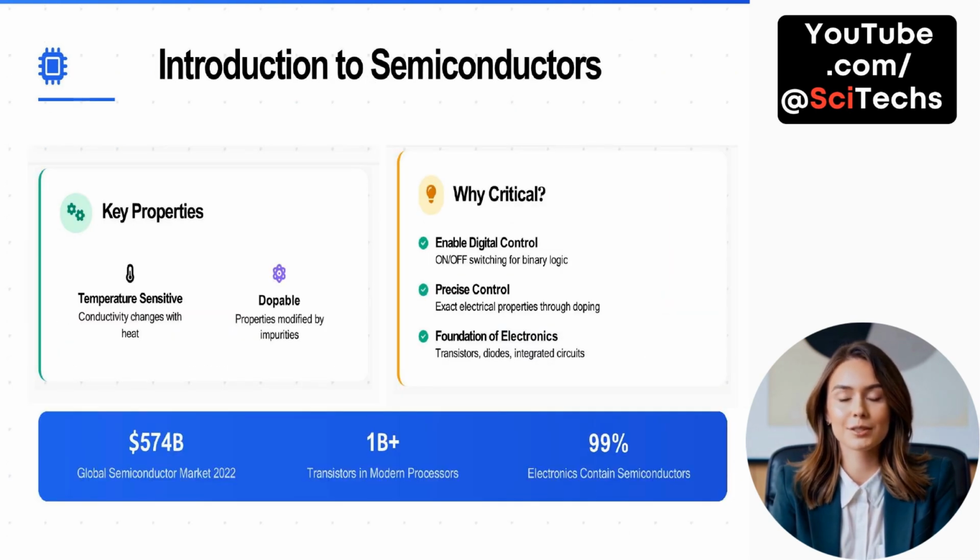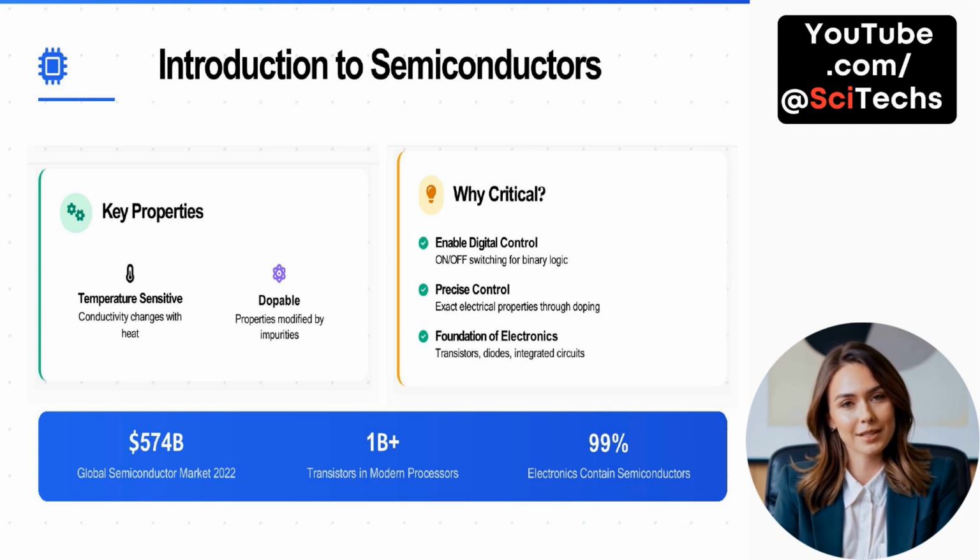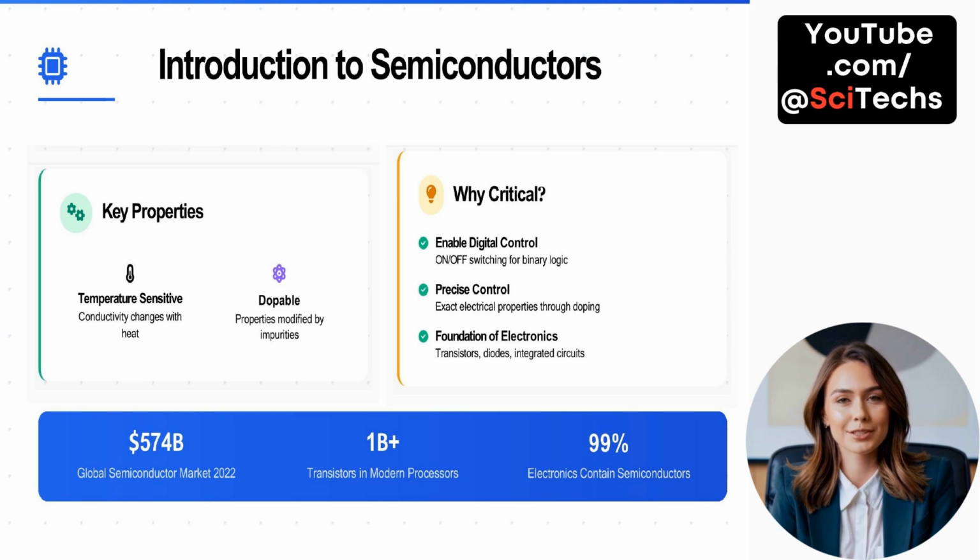Introduction to semiconductors. Semiconductors have two key properties that make them essential for modern technology. First, they are temperature sensitive. Their conductivity changes with heat. As temperature rises, more charge carriers become available, which increases conductivity. Second, semiconductors are dopable, meaning their electrical properties can be finely tuned by introducing specific impurities. This ability to manipulate conductivity makes semiconductors extremely versatile and forms the basis for designing advanced electronic components.